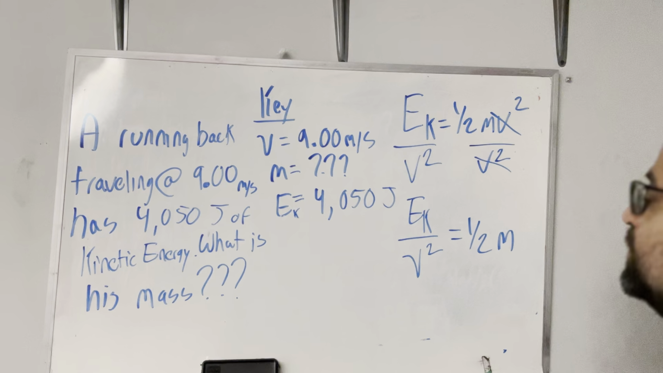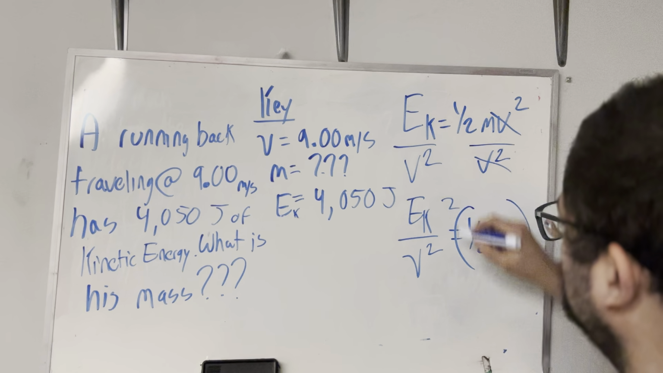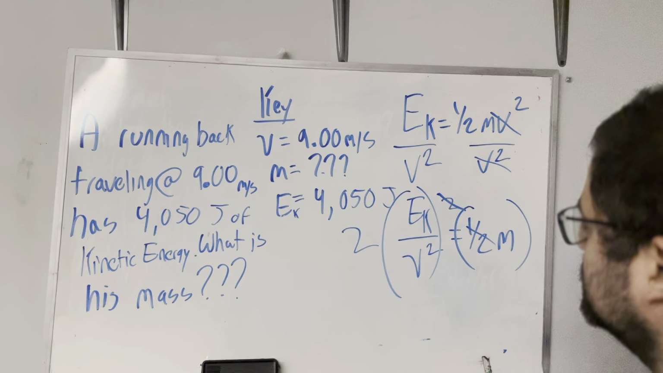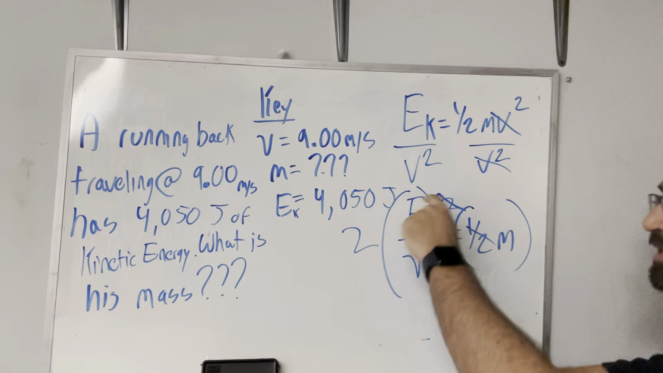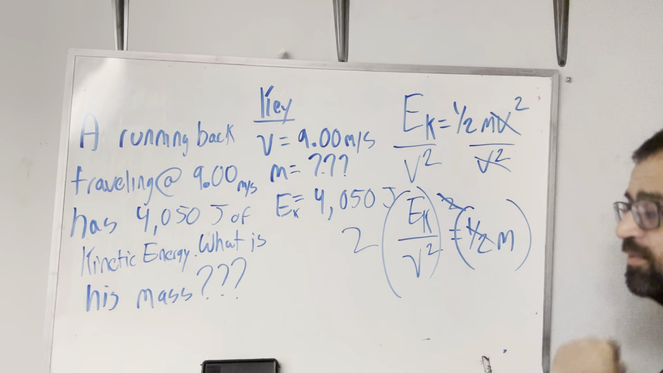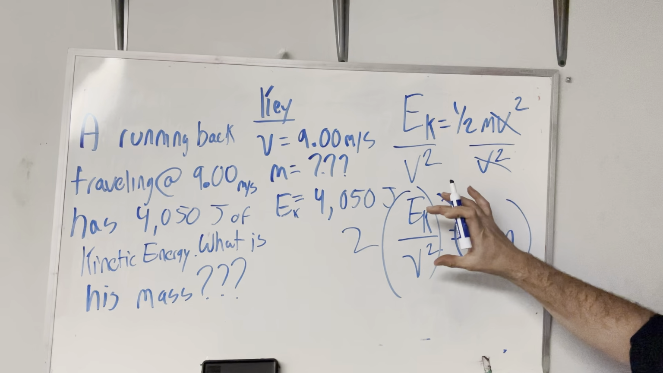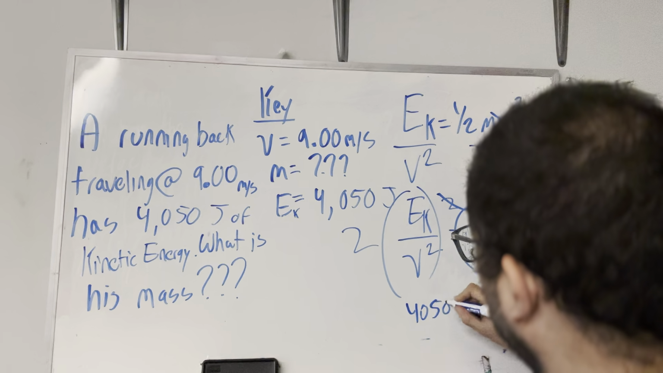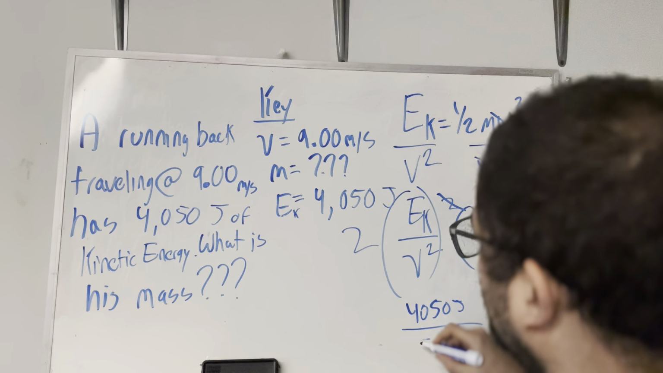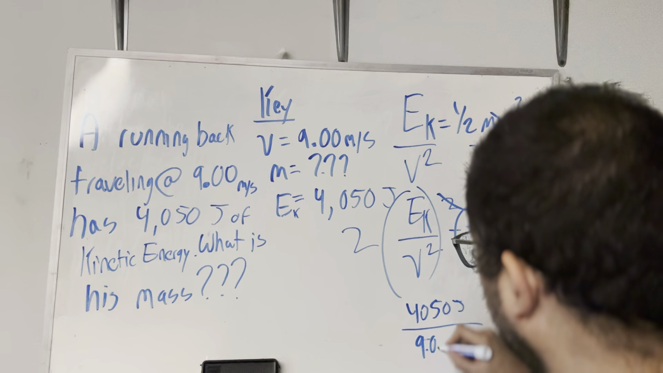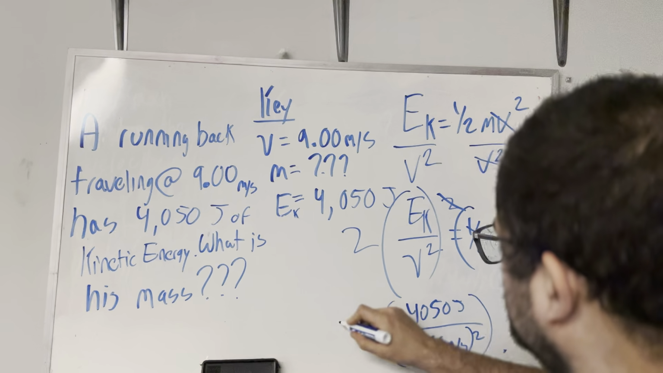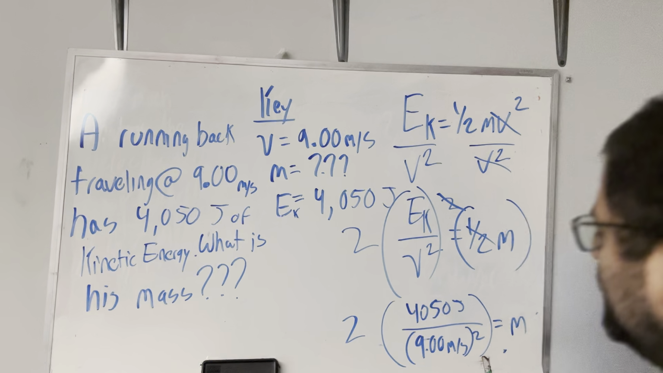So how do we get rid of half? We do the reciprocal. Reciprocal of 1/2 would be 2. That gets rid of that. But whatever we do to one side, we got to do to the other side. And so we end up with 2 times all of this is equal to a mass. So we want to do what's inside the parentheses first, then we want to multiply by 2. So our EK is going to be 4,050 joules over our velocity squared, which would be 9 meters per second. We're going to square that, and then we're going to double that whole answer, and that'll give us our mass.